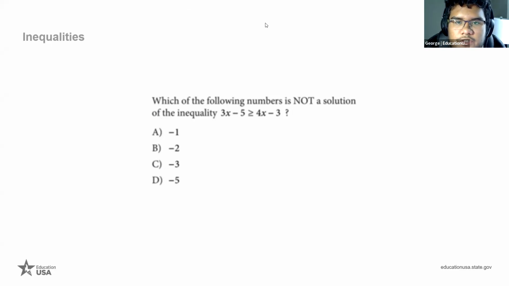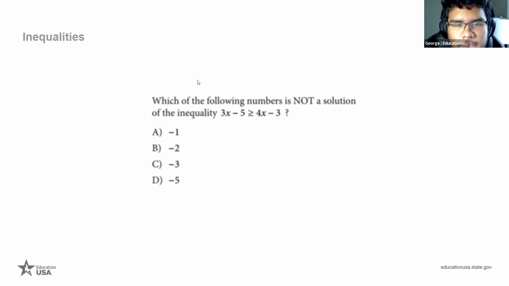Are there any questions about this inequality problem or inequalities in general? If there are no questions, then I will go ahead and continue.